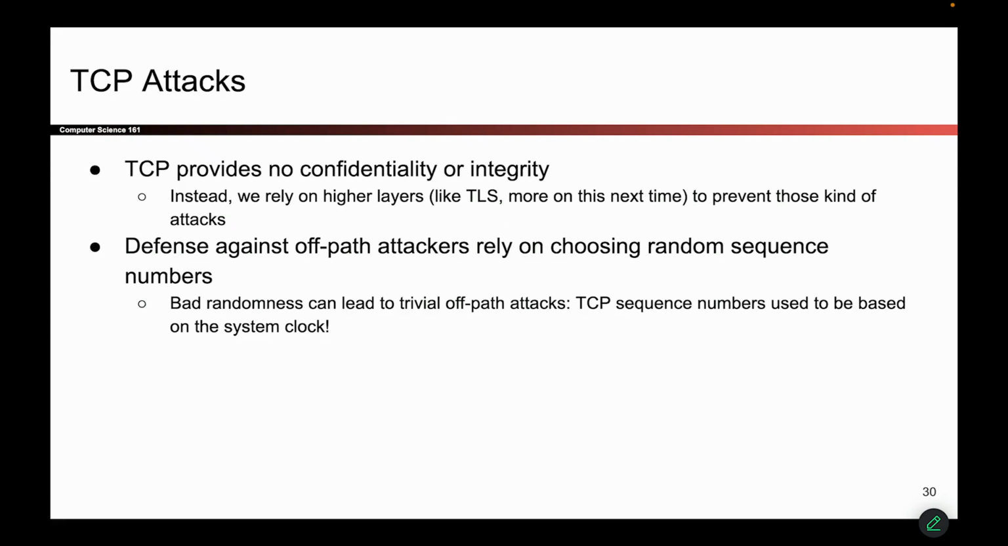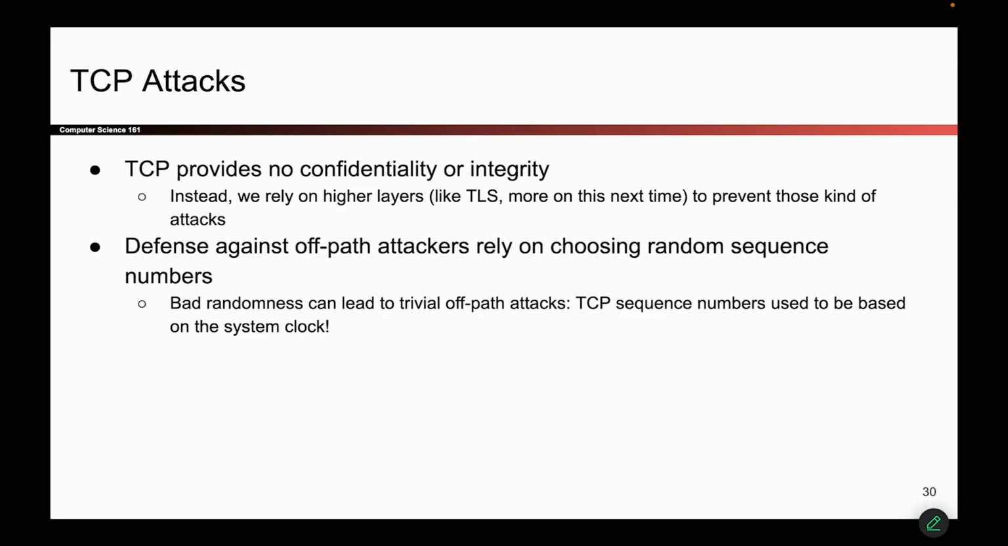That being said, there is one very important thing you have to do when you're implementing TCP to at least stop the off-path attacker. And that is choose random sequence numbers. Remember earlier we said that the server and client pick random sequence numbers to start at? Why did we do that? Well, now you know. Because we saw that the off-path attacker has to guess the sequence number.